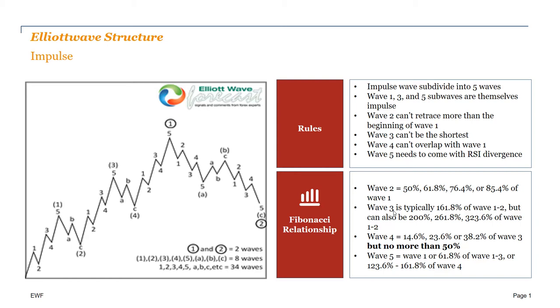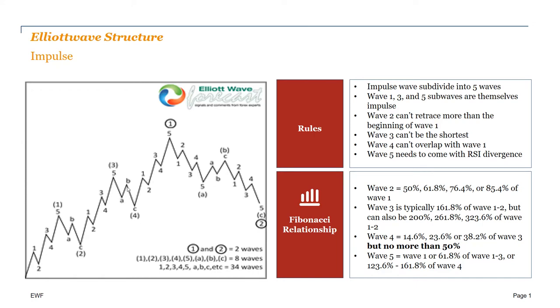The wave 4 typically is between 14.6% to 38.2% of the wave 3. So again, this is a retracement of the wave 3, and typically is between 14.6% to 38.2%. And from our point of view, ElliottWave-Forecast.com, the wave 4 cannot be more than 50% of the wave 3. Because again, if it retraces so much, then that suggests that that could be a new cycle instead of a wave 4.